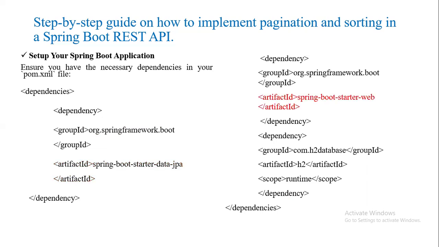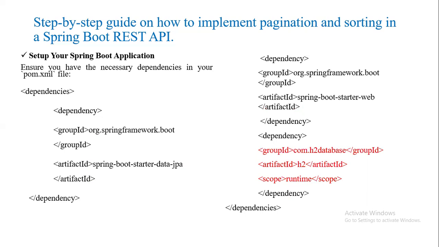In the second dependency, the groupId is the same because we are working under the Spring Boot framework, but we need another dependency called spring-boot-starter-web. This artifactId allows building RESTful web services and handling HTTP requests. Next, we have the third basic dependency, called com.h2database.